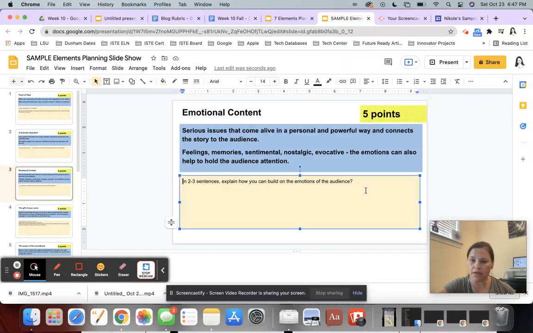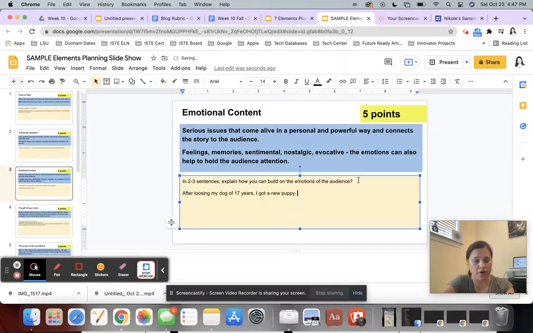Okay, emotional content. We know that when we draw on the emotions, we're more likely to keep the viewer's attention. So serious issues come alive in a personal and powerful way and connect the story to the audience. Feelings, memories. Think about things that would draw on those emotions. So I'm going to say something to the point of, maybe, after losing my dog of 17 years, which is true, I got a new puppy.